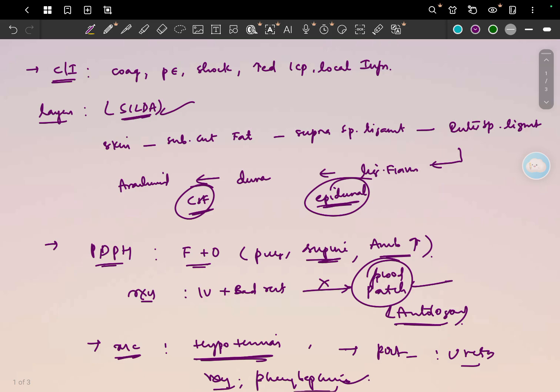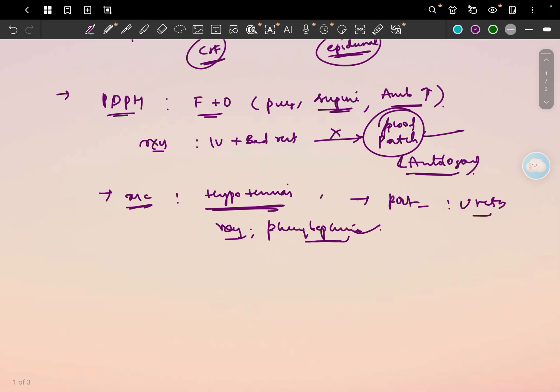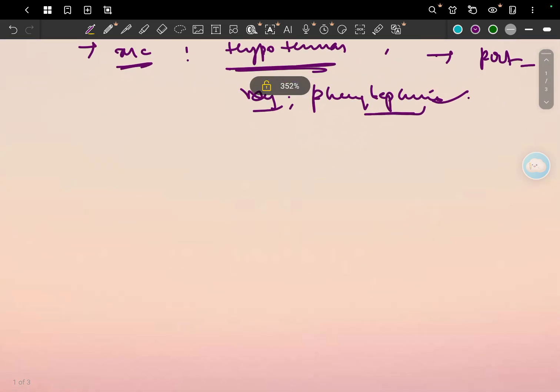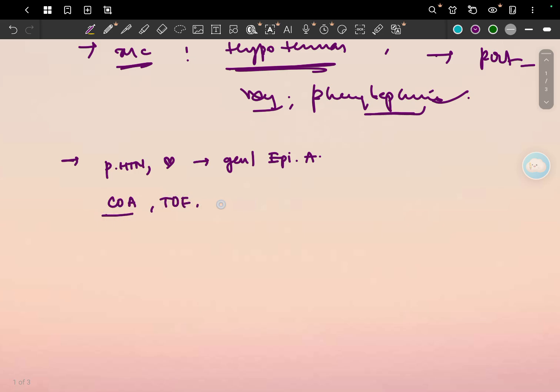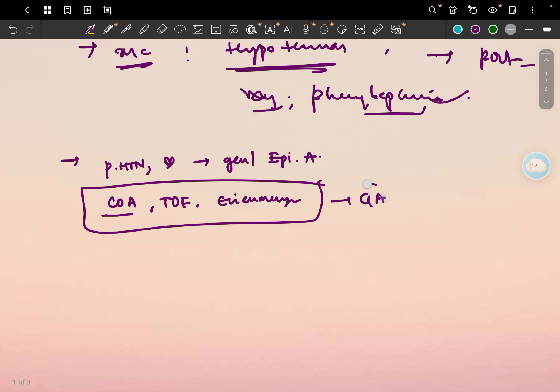So the last point is regarding this. In pregnancy induced hypertension and heart diseases, we will be using general anesthesia or epidural anesthesia, except in tetralogy of Fallot and Eisenmenger's. In these, we will be using only general anesthesia. So this is about neuraxial block.